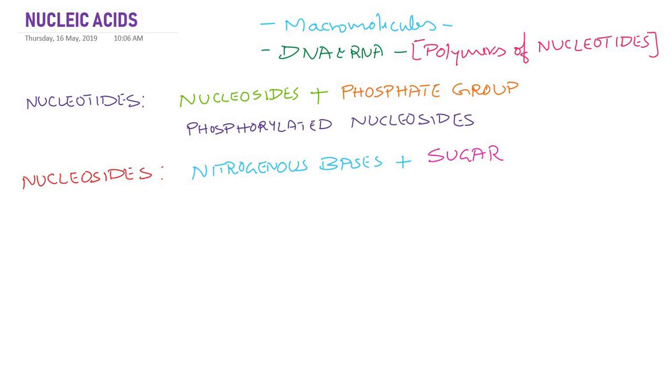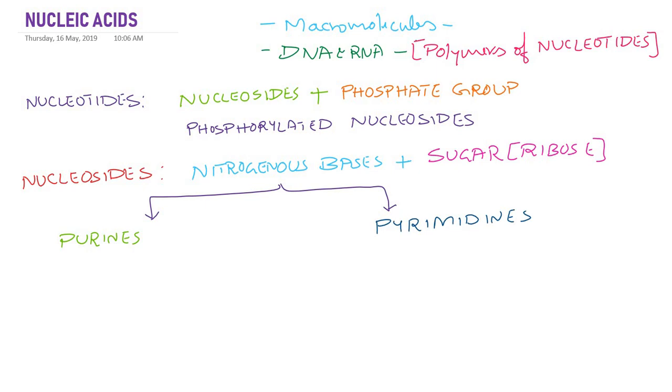The sugar is always a ribose sugar. We will see when we see the structure. It may be ribose or deoxyribose depending upon the DNA and RNA. Nitrogenous bases are again two types. One is called purines and another one is called pyrimidines. So there are two types of nitrogenous bases. So there are two types of purines.